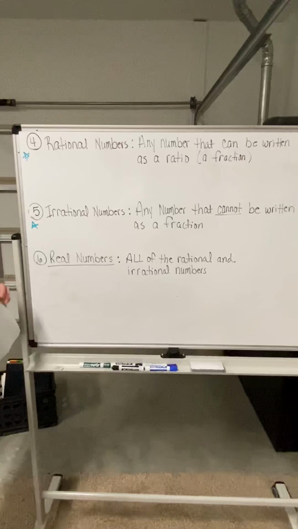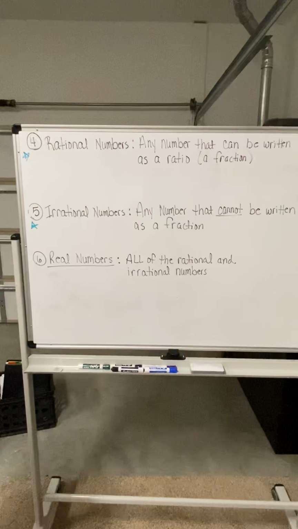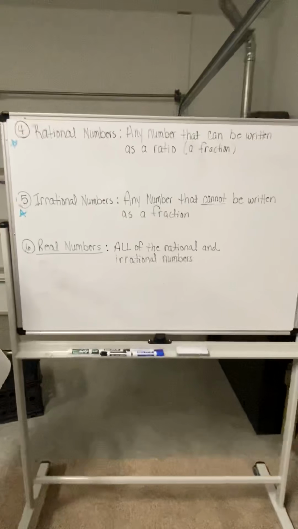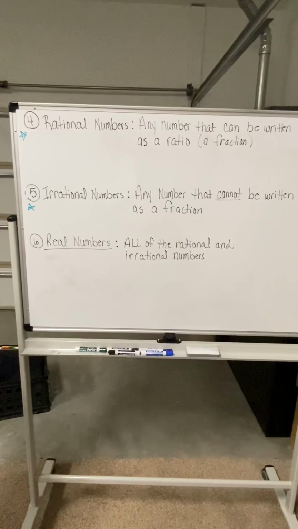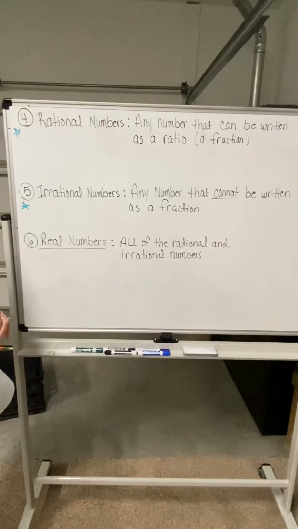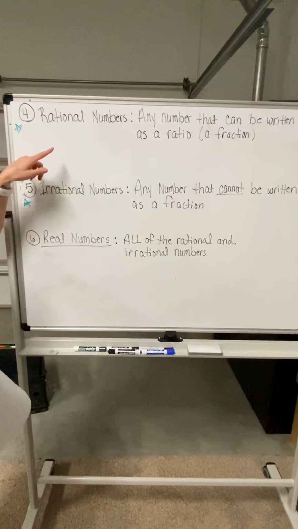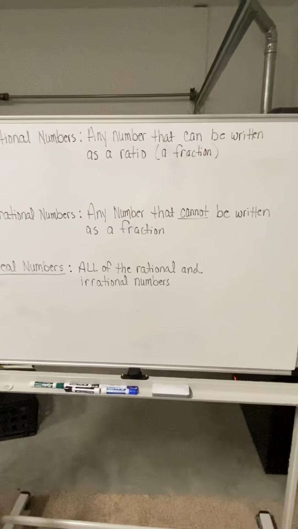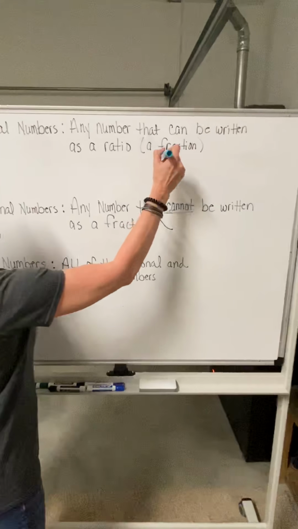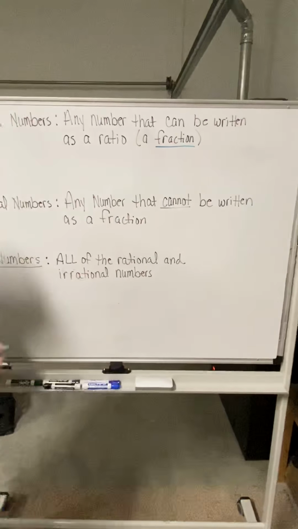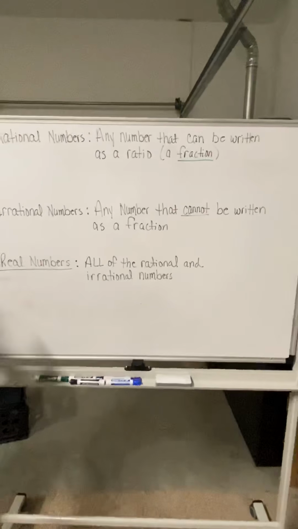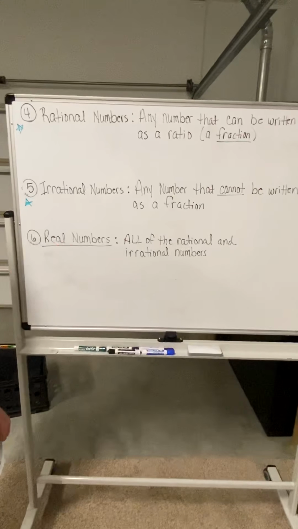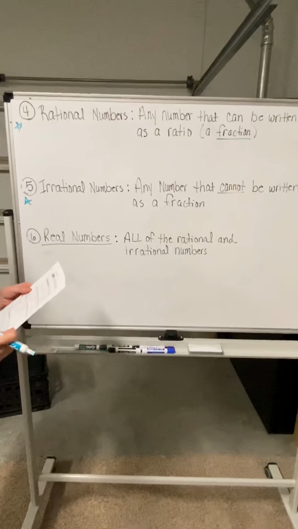If you are going to be tested on this this year, or on any tests you might see next year, you really need to know the difference between a rational and an irrational number. The definition of a rational number is any number that can be written as a ratio, and all that means is something that can be written as a fraction. There are so many examples of numbers that fall into this category. Most of our numbers are going to fall into this category.